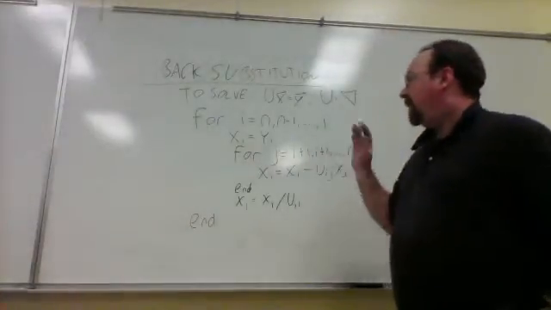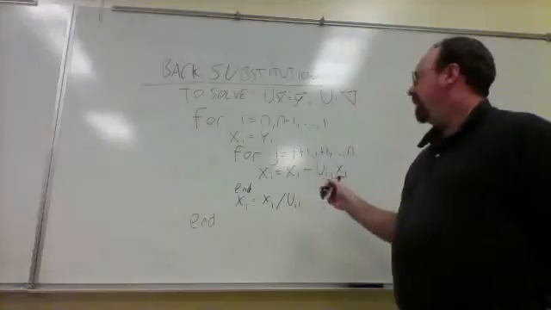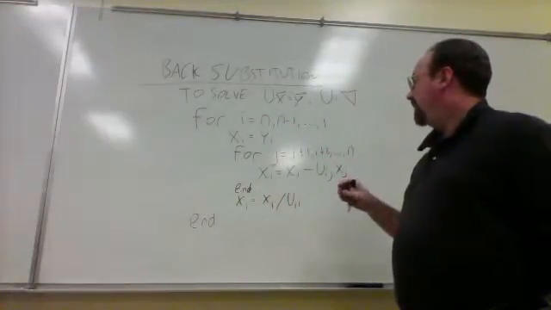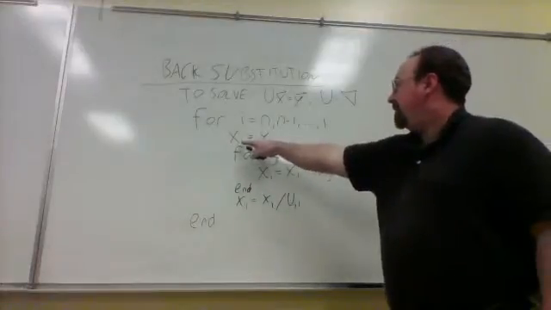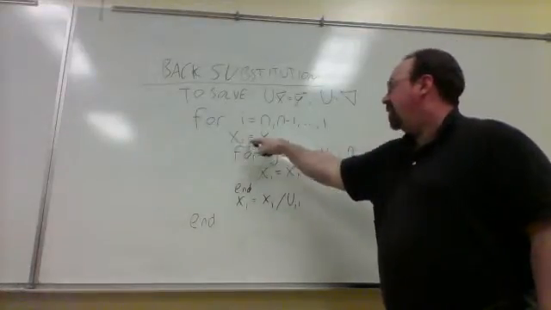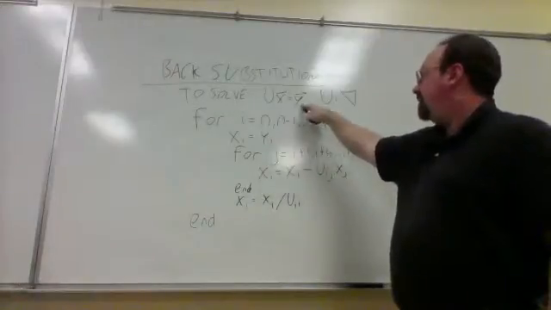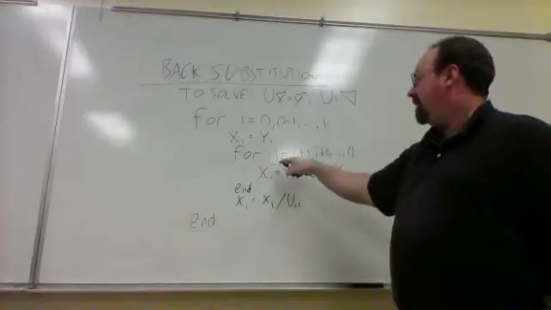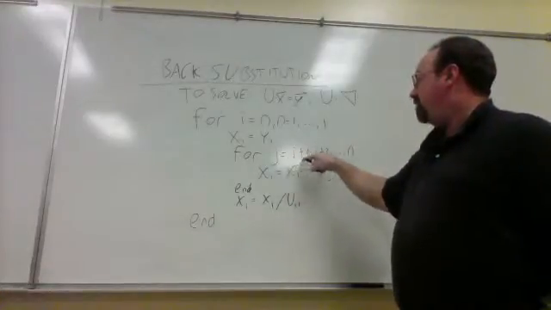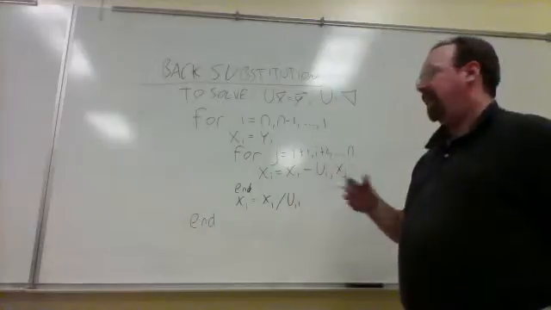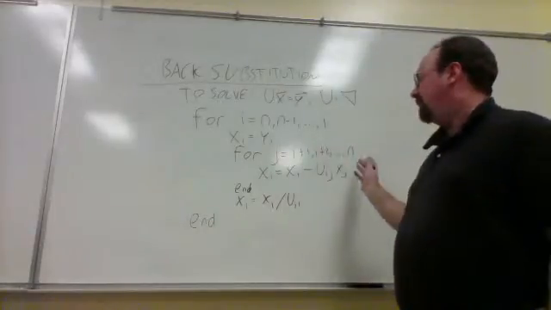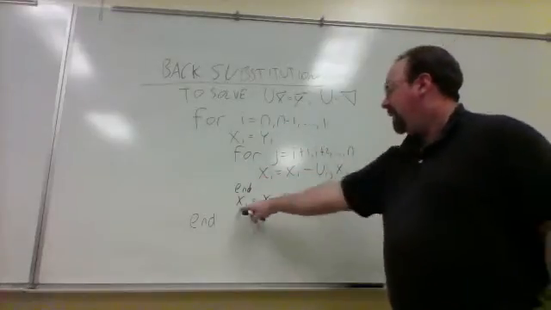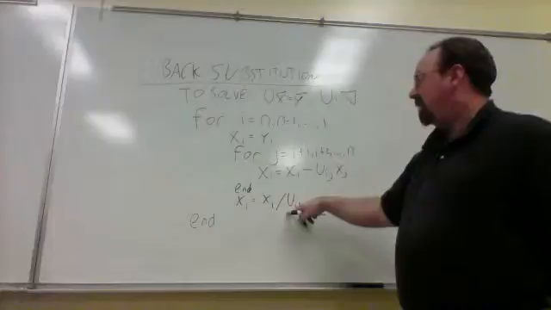So what happens the first time through, when i is equal to n? I set my last unknown equal to the last right-hand side value. This loop won't run at all the first time, because j is going to run from n plus 1 to n, and because the starting value is greater than the final value, it just won't run. So this loop is skipped the first time through. And then I divide by the last diagonal entry.